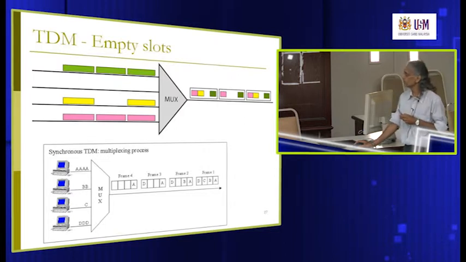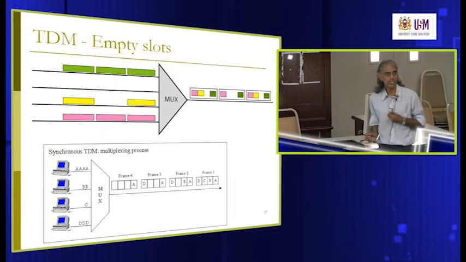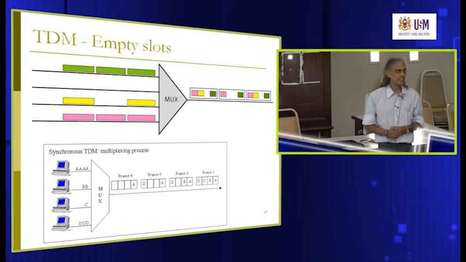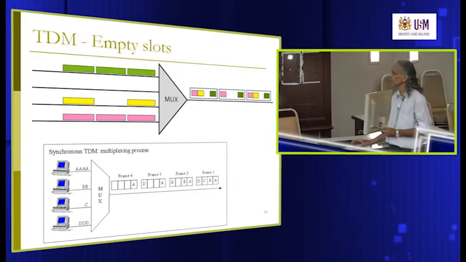Frame number 3 consists of only 2 pieces of information because user B and user C are no longer transmitting data. But the slots are still reserved for them. As we said earlier, synchronous TDM reserves a time slot for every individual user, whether or not that particular user wants to send data. So even though later only A is transmitting data and the other users are not, the slots are still empty, and the slots are still being sent.